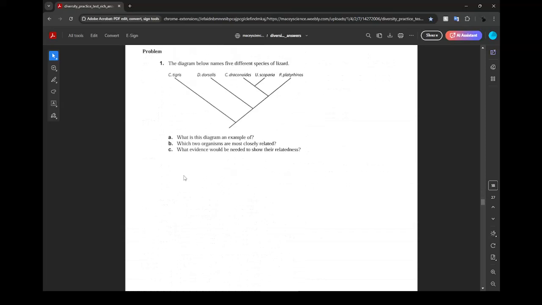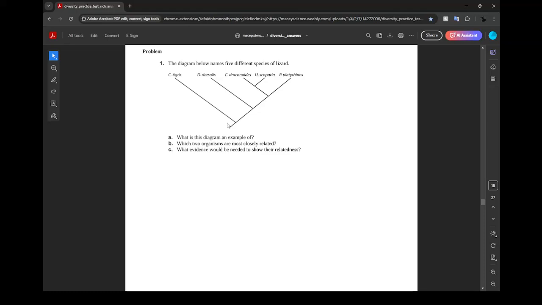We're going to look into the next problem. The diagram below names 5 different species of lizard. Okay. What is the diagram an example of? Okay, so that's a phylogenetic tree. The only two things that we learned how to classify species were phylogenetic trees and, what was the other one? Dichotomous key. Yeah. So your only two answers should be dichotomous key or phylogenetic trees. But in this case, there was no question, no nothing, so you know right away, phylogenetic trees.